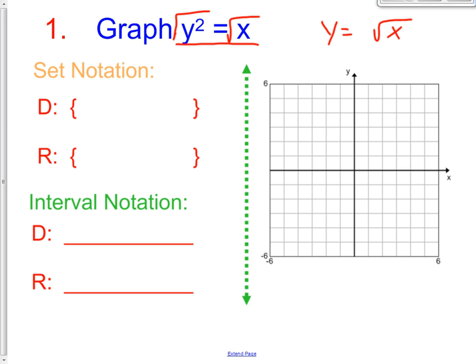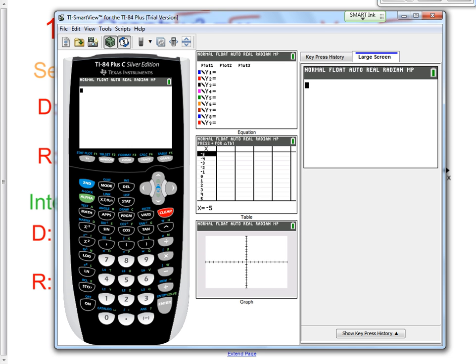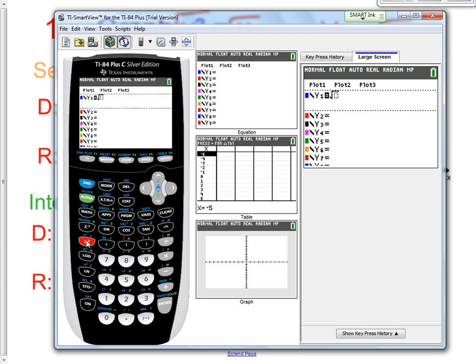So from this point, class, I want you to put this into your calculator and see what you get. Y equals the square root of x. So please do that with me. Open up your calculator. For y equals the square root, you're going to press second and the squared button. So right there, you should have the square root symbol show up. Y equals the square root of x.